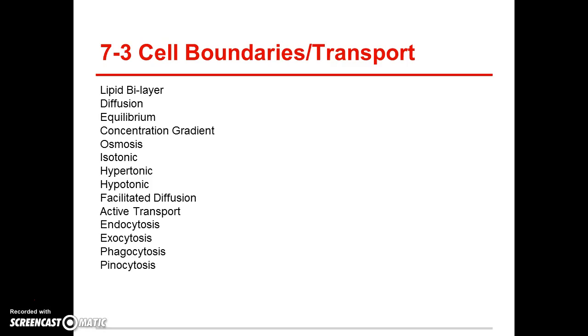Here's a list of the vocab. Lipid bilayer. You might also hear the word phospholipid bilayer. That is another name for the plasma membrane or cell membrane. You got diffusion, equilibrium, concentration gradient, osmosis, isotonic, hypertonic, hypotonic, facilitated diffusion, active transport, endocytosis, exocytosis, phagocytosis, and pinocytosis. Those are all the vocab. Those are the power words you need to know.